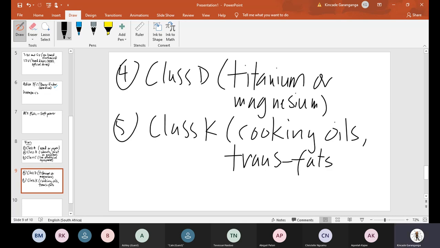All right, so typical examples. So these are the different types of fires that are out there. So it's important. But normally you might find that some fire extinguishers would be a combination of certain classes there.